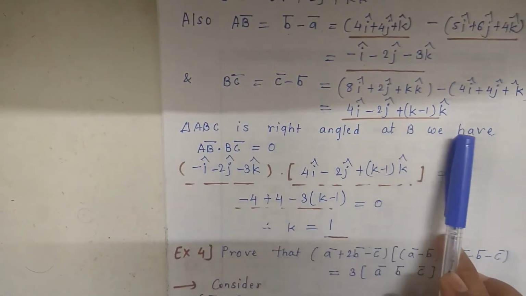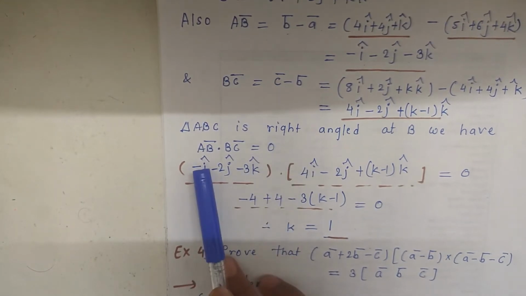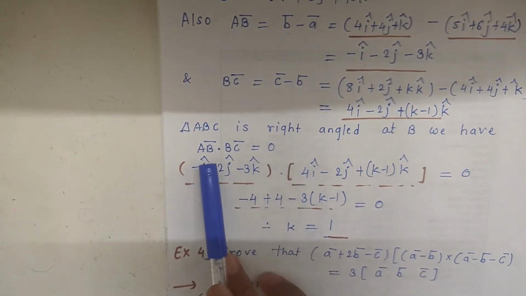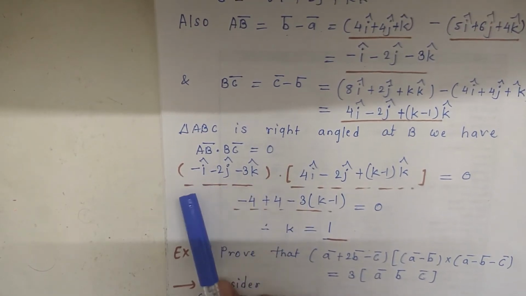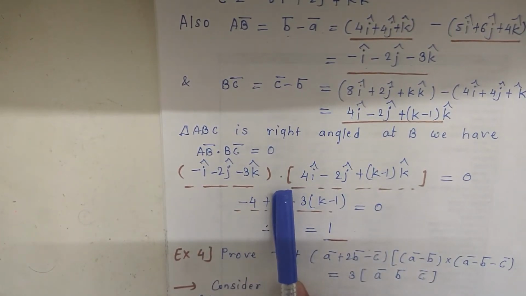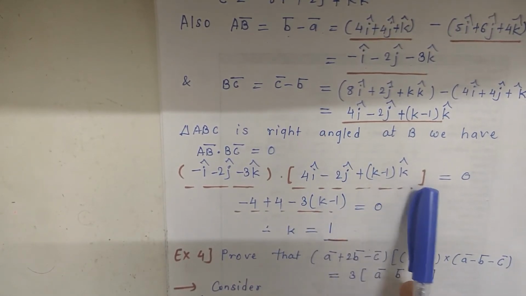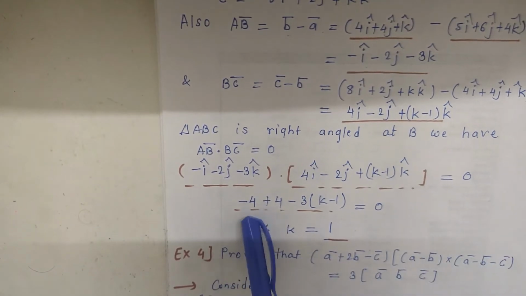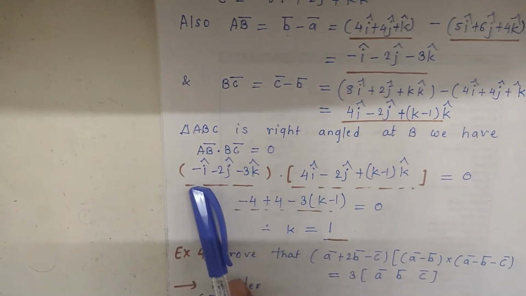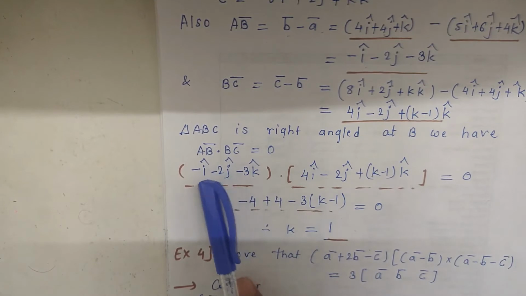Triangle ABC is right angle at B. We have AB bar dot BC bar is equal to 0. The dot product of perpendicular vectors is equal to 0, and the value of AB bar is equal to minus i minus 2j minus 3k, dotted with BC bar, which is 4i minus 2j plus k minus 1 into k, is equal to 0.